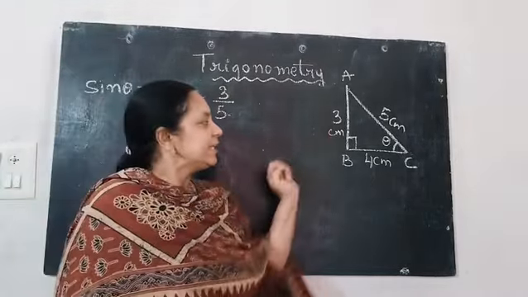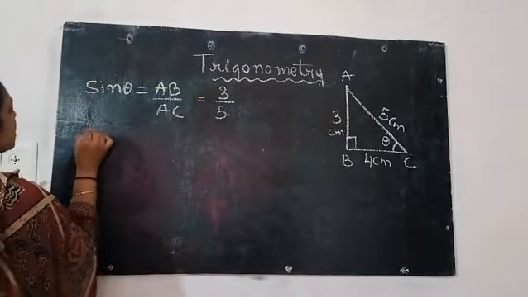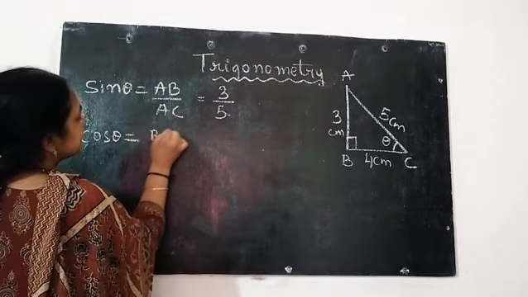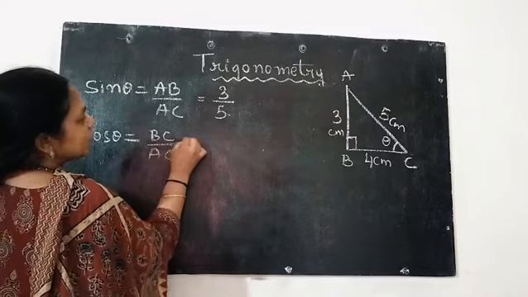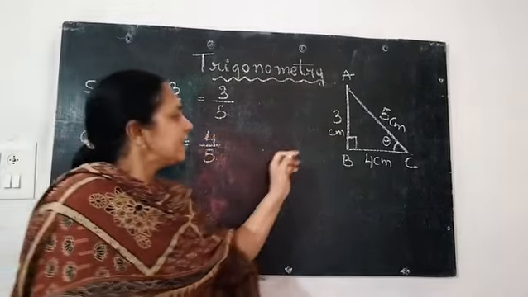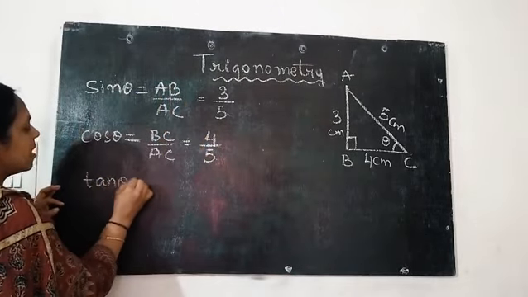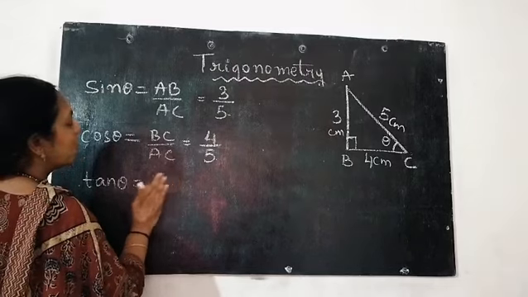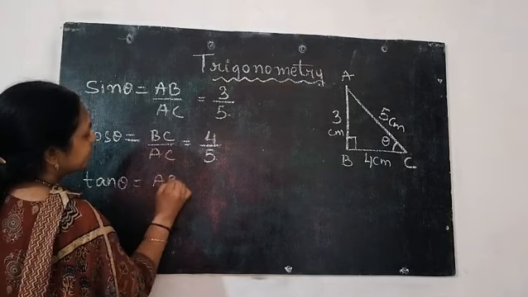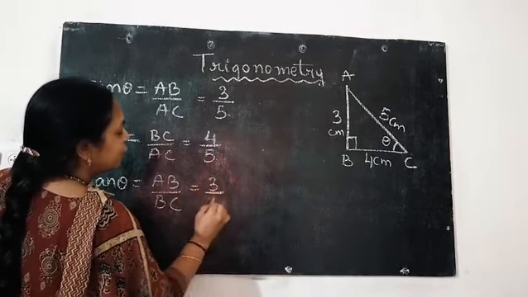And what is cos theta? Adjacent by hypotenuse. So cos theta is equal to BC by AC, that is 4 by 5. And tan theta is opposite by adjacent, that is AB by BC, which is 3 by 4.